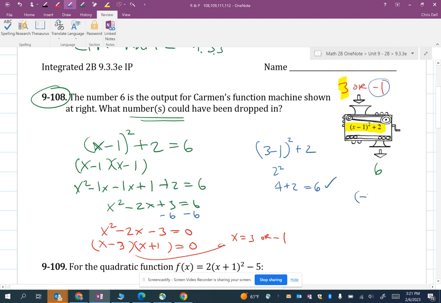The other one was negative 1. Let's check that. Negative 1 minus 1 squared plus 2, right? Negative 1 minus 1 is negative 2. Negative 2 squared is 4, and 4 plus 2 is 6. So yes, each of these is an input value that gives an output of 6. And there's the process.